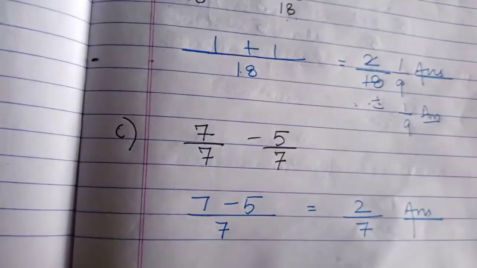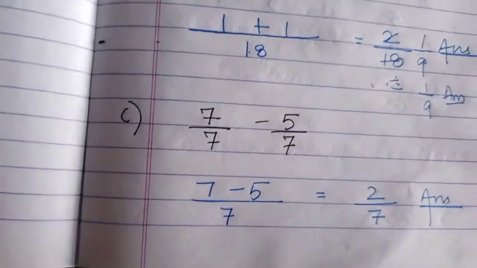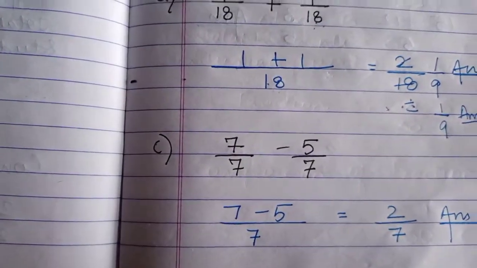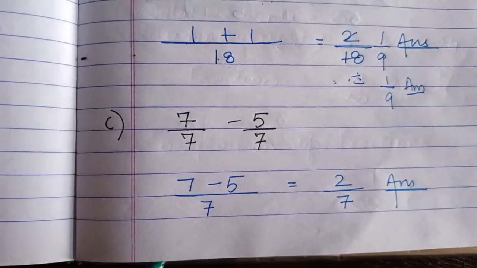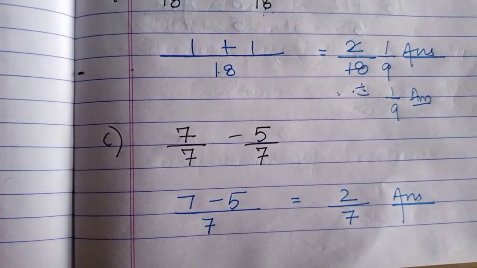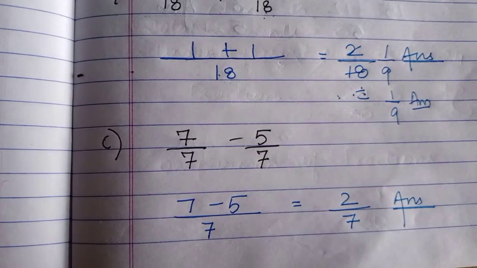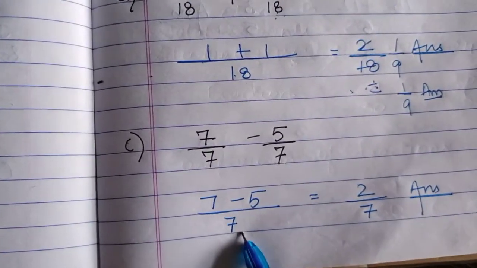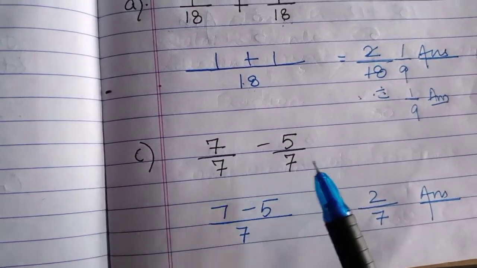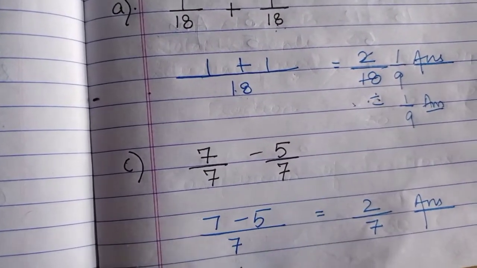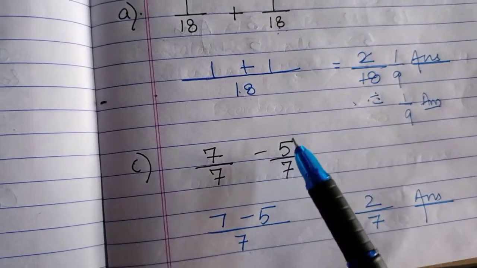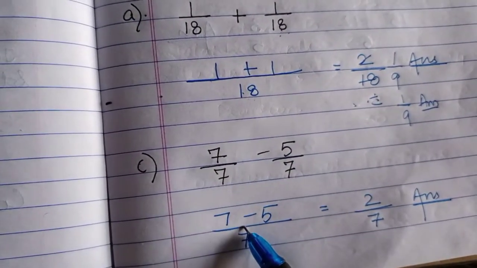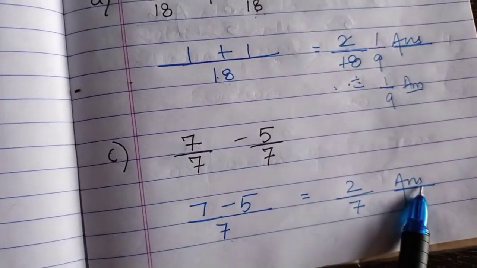Let us see part C of the same question. Here I am taking the alternate part. Part C is saying 7 upon 7 minus 5 upon 7. What you will do? First step is to take the common denominator. In both fractions, the common denominator is 7. Then you have to write the numerator. Subtraction sign is there. Subtract, you will get the answer.